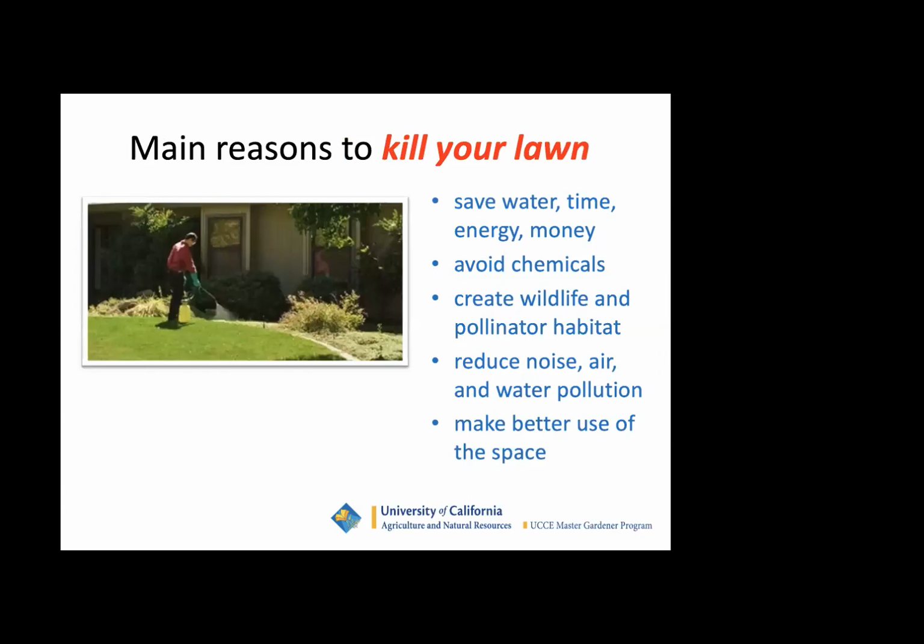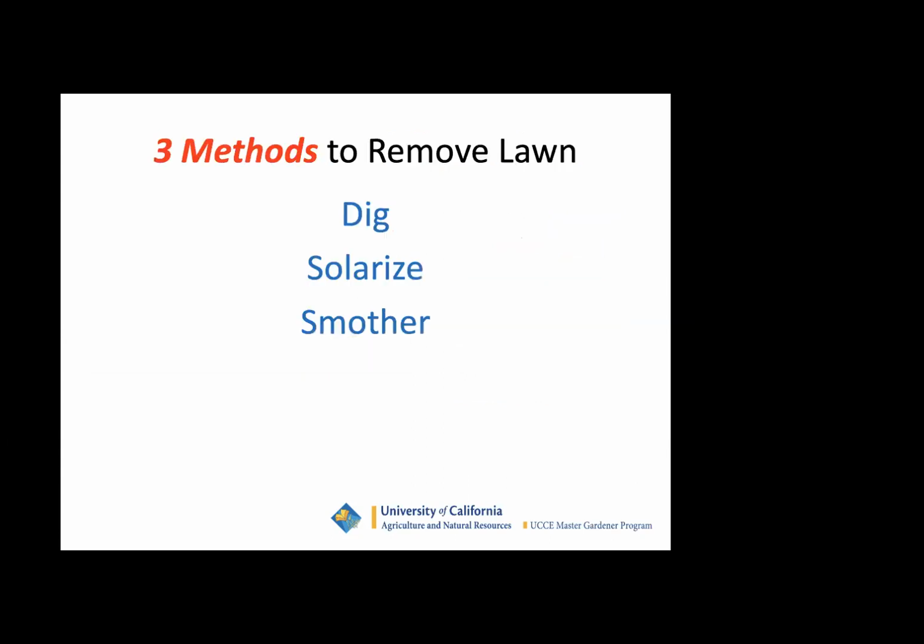So main reasons to kill your lawn: save water, time, energy, and money, avoid chemicals, create wildlife and pollinator habitat, reduce noise, air, and water pollution, and make better use of the space. So we had to get all that bad stuff out of the way. So let's talk about three methods to remove a lawn.